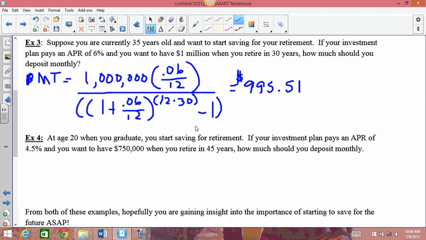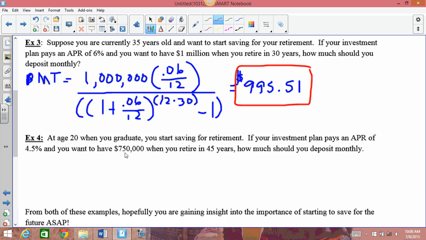All right. So essentially, what does this mean now that you've kind of bumbled through that? Sorry about that. What this means is that if you want to have $1 million in 30 years when you retire, then this person is going to need to put away almost $1,000, $995.51 every month in order to get that amount. So it's a lofty goal.